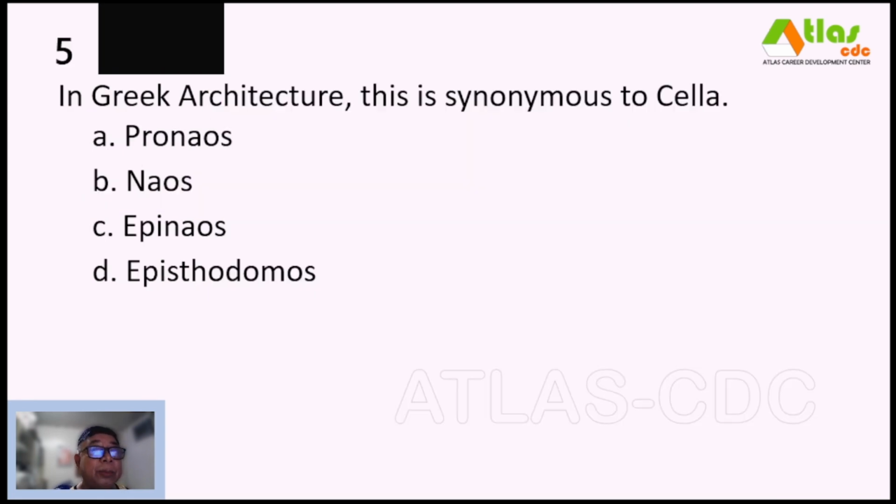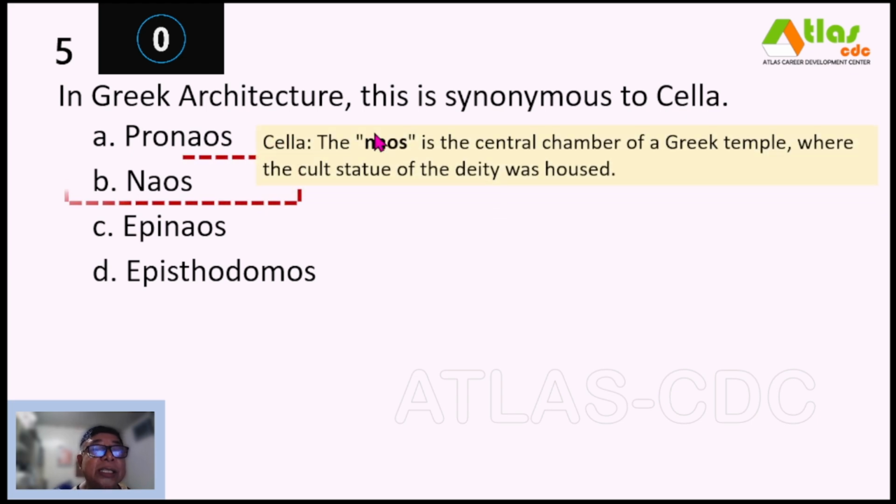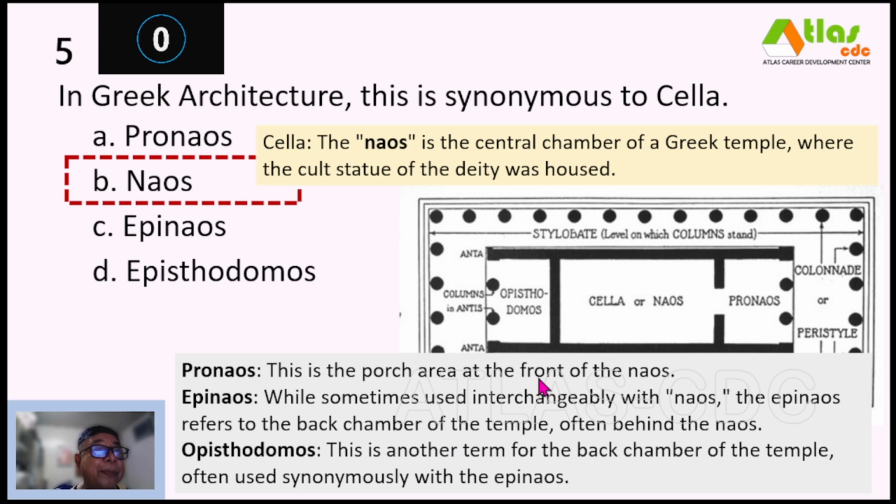So number 5. In Greek architecture, this is synonymous to cella. A. Pronaos, B. Naos, C. Epinaos, D. Epistodomos. And our correct answer is letter B, Naos. So cella is the naos, the central chamber of a Greek temple where the cult statue of the deity was housed. So ito yun. No?